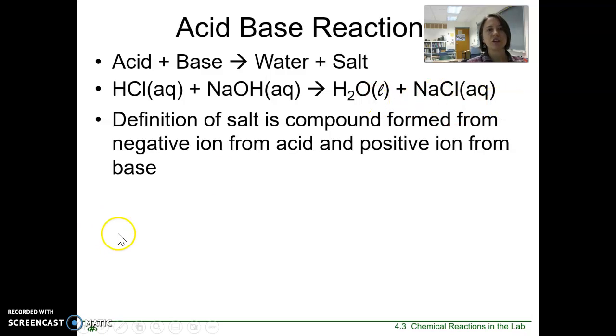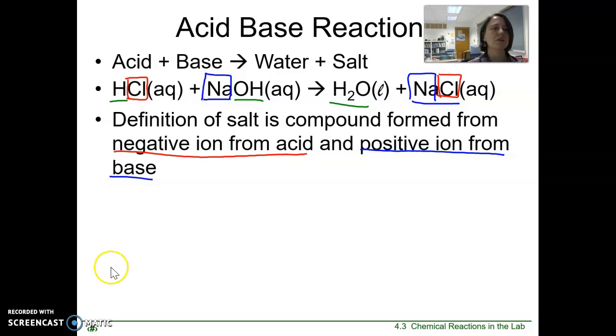So the definition of salt is a compound formed from a negative ion from acid and a positive ion from a base. So the real definition of a salt is the negative ion from the acid and the positive ion from the base. Okay, let's take a look at it with some color.